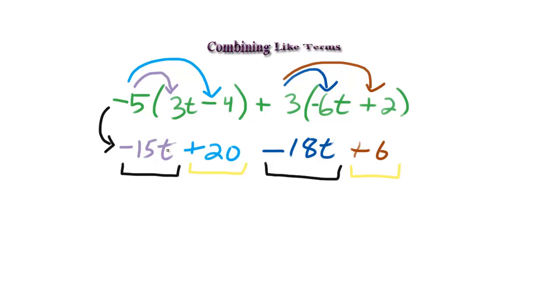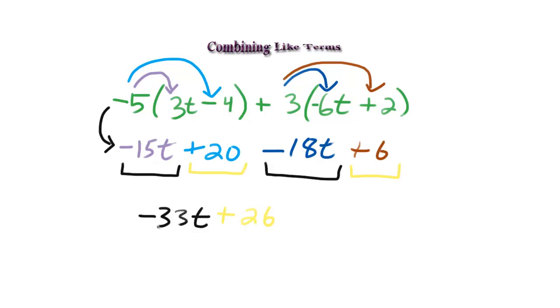So we have -15t and then -18t, so that's going to give us -33t, right? It just stays as t, not t squared. We'll leave it like that. And now we'll do the numbers. So we have a +20 and a +6, so that'll give us a +26.